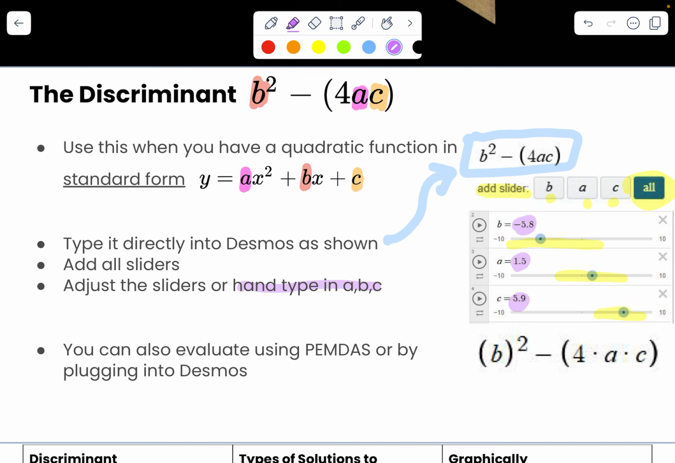You also, if you really wanted to, you could evaluate it by using PEMDAS or plugging it into Desmos a little bit differently. It's kind of the same. So you would just want to put b squared, you want to put parentheses around that b, just in case b is negative, minus 4, and then you might want to type in a times c like this, but honestly, I think we're going to use the sliders. So to each your own, but this is the objective. We are going to be using the discriminant to figure out how many people are involved, how many solutions are going on with our graph, okay?